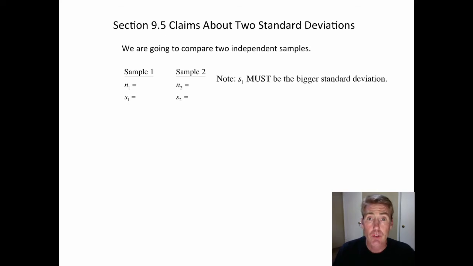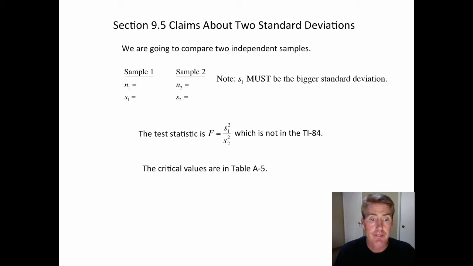But there's a very important note. The way this test is set up, the S1 must be chosen, so that's the larger standard deviation. Or if there's a tie, of course it doesn't matter, but that's pretty rare. S1 has to be the bigger standard deviation. The test statistic takes S1 and squares it, so that's the first variance, divided by the second variance. This little formula is not in the calculator, so you will have to do that calculation on your own. But it's pretty fast. Pretty fun.